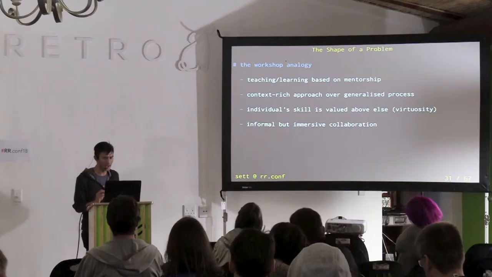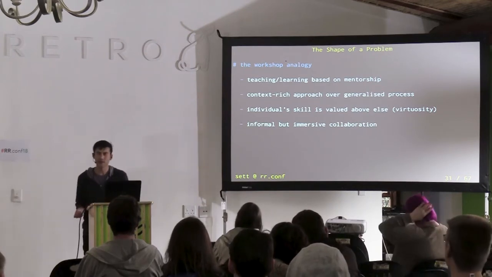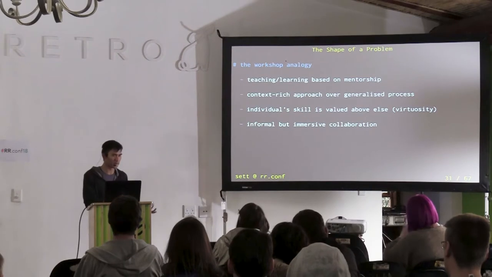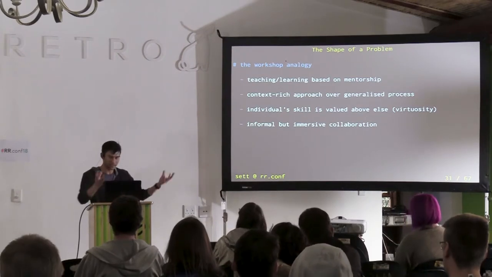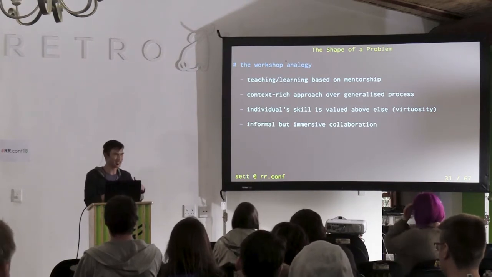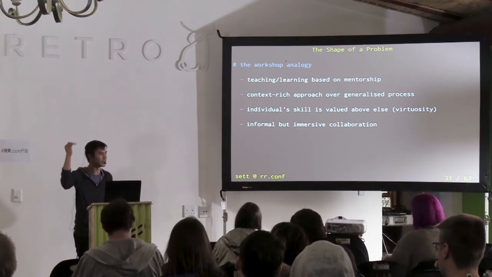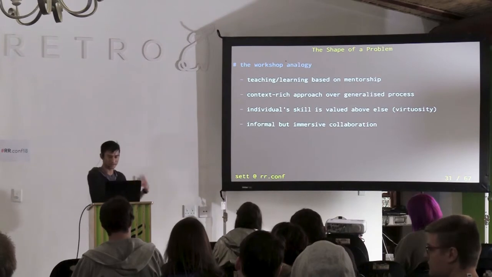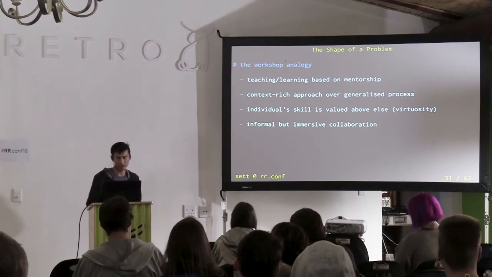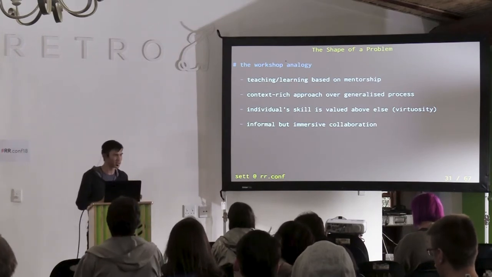so the workshop analogy is interesting because then it becomes about teaching and learning. In contrast to the factory, there's a context-rich approach. When you're faced with a problem, you try to understand the problem in its full complexity, and you interact with it in a very in-depth way. Versus, if you were in a factory, you'd have a list of instructions to follow if you have this sort of problem. So the individual skill is also valued above all else. That's the whole apprenticeship model.